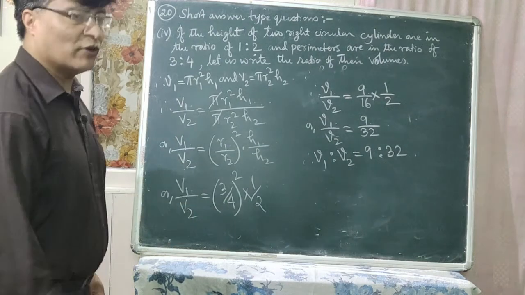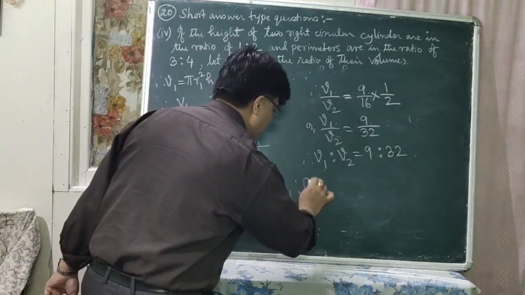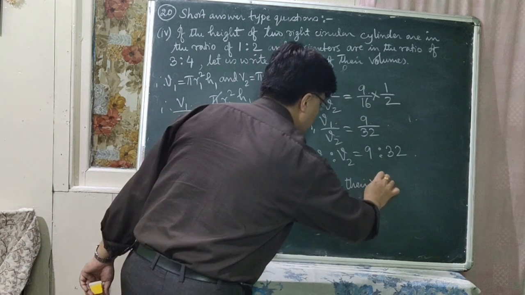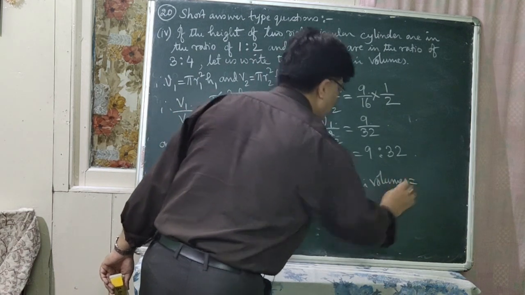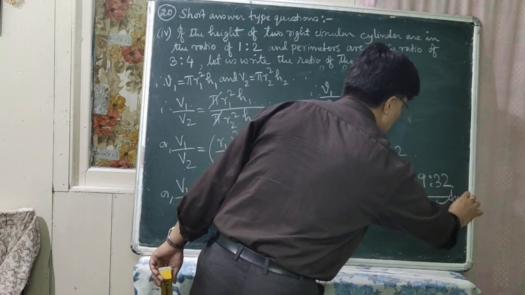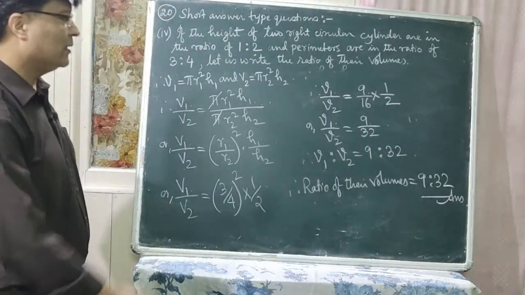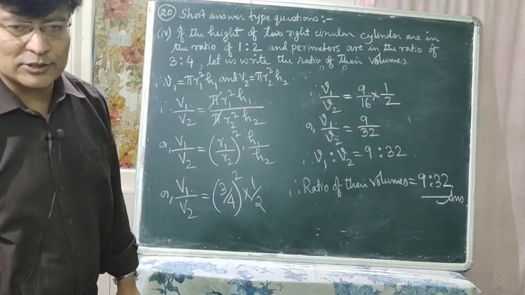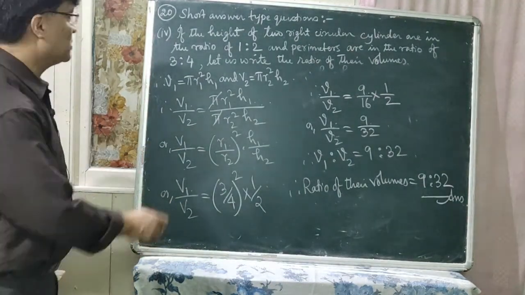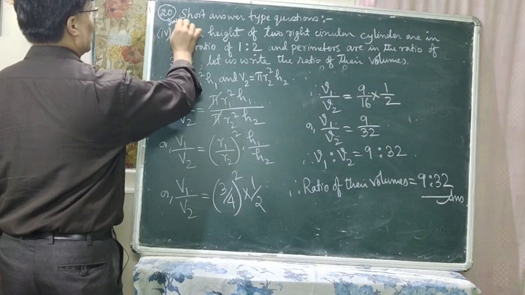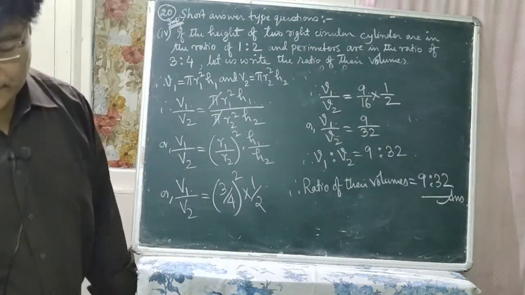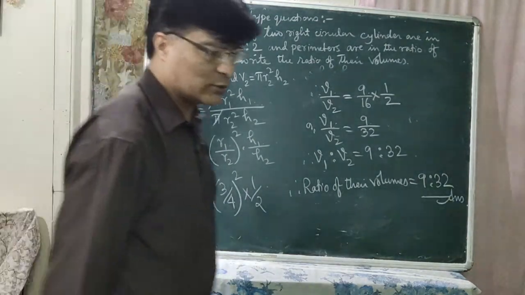So what is the ratio of their volumes? The ratio of their volumes is 9 is to 32. So this is the answer. I think you have understood it, so you can copy it. This question is very, very important. You may get this question in your Madhyamik Pariksha also. Now we'll do the next question, that is question number 5.